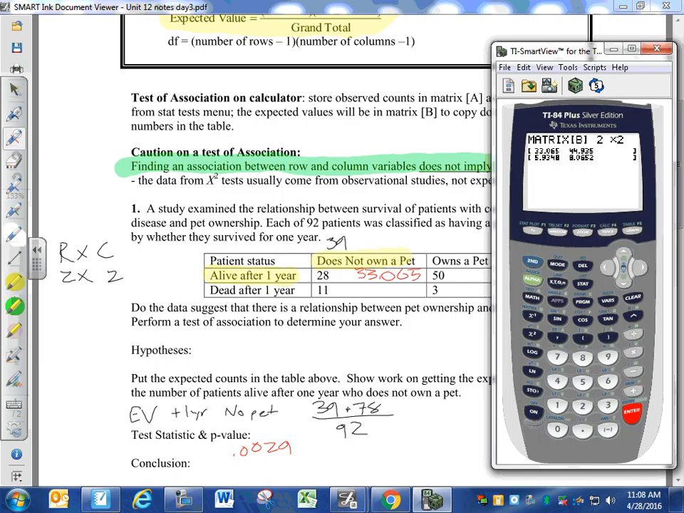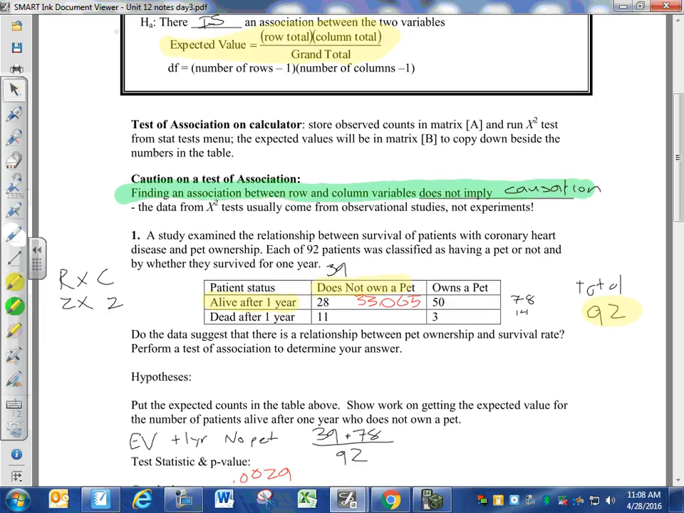Okay. Now you will be asked to find the expected values, however, so you need to understand the formula. You'll just have to do it once or twice, but not 4 or 8 or 10 times. Okay? Now, again, for our null hypothesis, there is no association. Our alternative is there is.